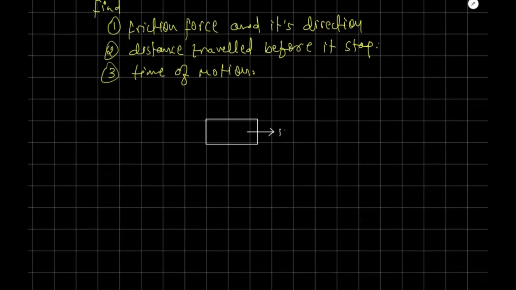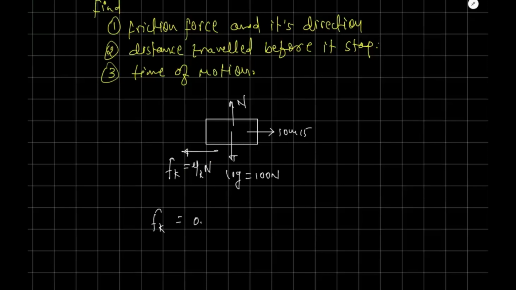First of all, it is moving with speed 10 meter per second. This one has a downward force, that is 10g, nothing but 100 Newton. It has a normal reaction upward and it is moving in this direction. So friction force will act in this direction, that is Fk. And the value of Fk is nothing but mu k into N. What is the value of mu k? 0.5. And what is the value of normal reaction? 100. So we'll get friction force equals 50 Newton.